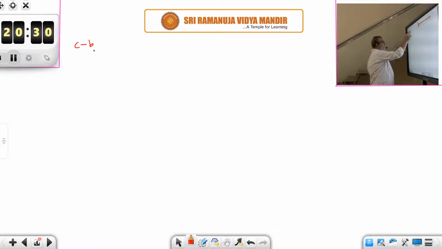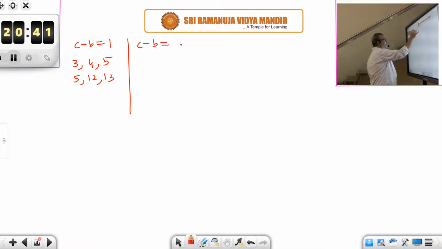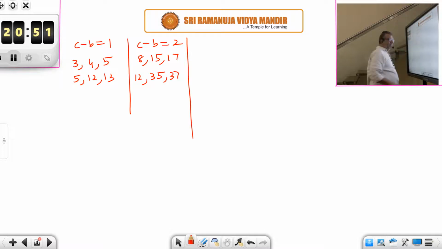Characteristic 1, what is at the top of the list? 3, 4, 5. Next one 5, 12, 13, etc. Characteristic 2: 8, 15, 17 is at the top. Next 12, 35, 37, and so on. Next characteristic 3, 4, 5, 6, 7: no numbers at all.